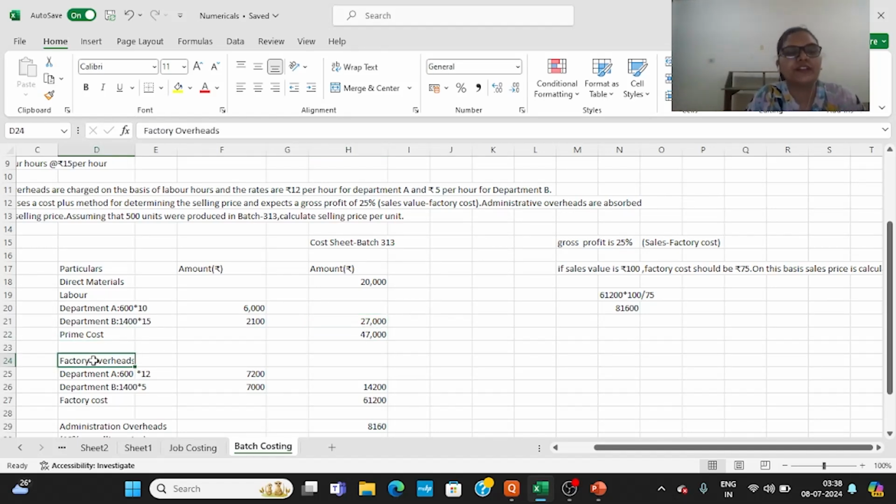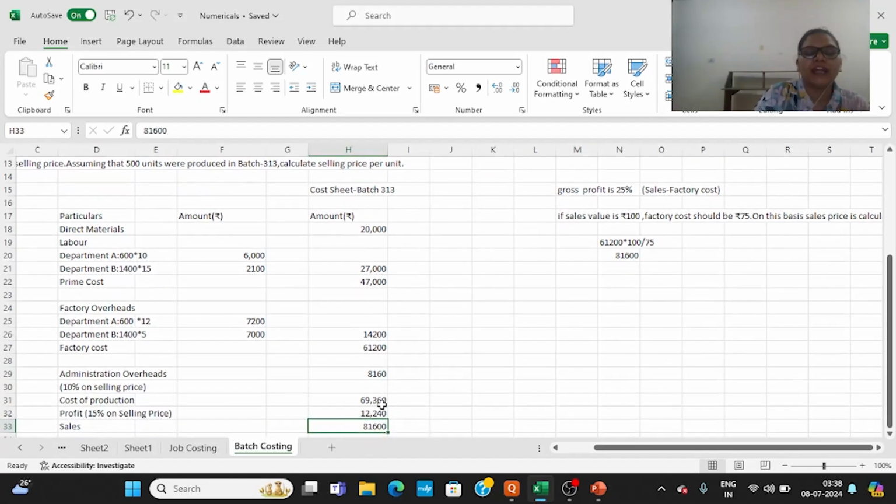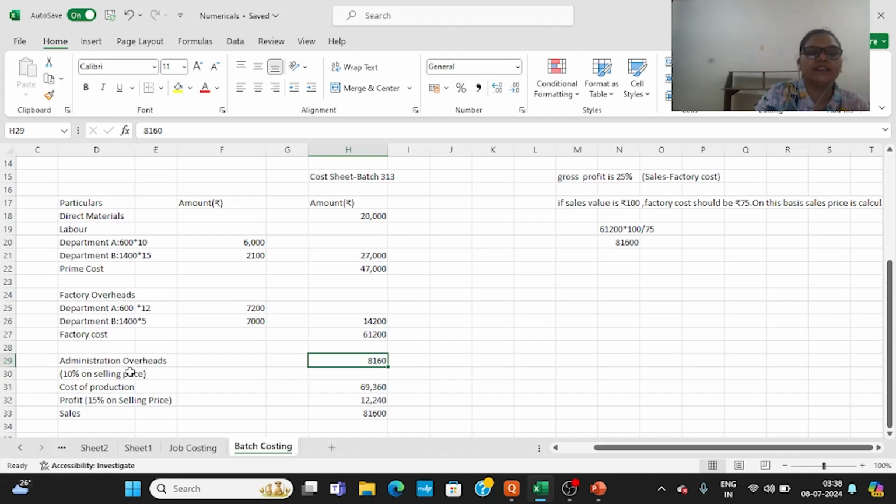Then we will get the factory overheads for department A, 600 into 12, 7,200. Department B, 1400 into 5, 7,000. Of this total, we will get 14,200. Factory cost will be 61,200. Administration overheads, that is 10% on selling price. But in this particular question, administration overheads are not given.